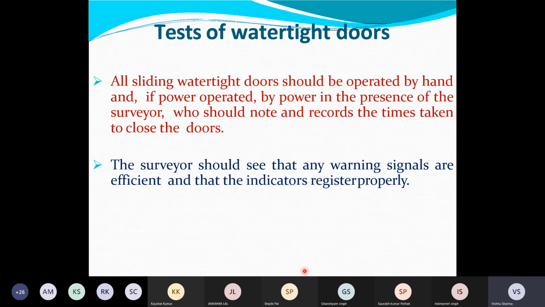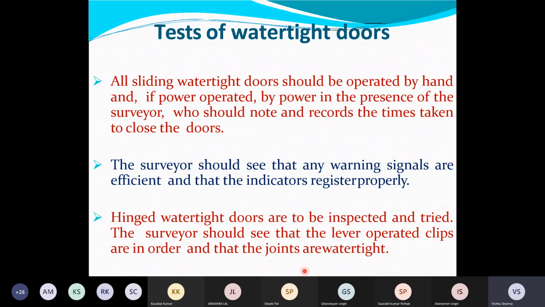The surveyor should see that any warning signals are efficient and the indicators register properly. That means you have the indicator whether the door is closed or open, on the bridge, at the SCC and at the local location. Plus warning signs are the audible and the visual signals. Where are the visual signals required? Visual signals are required in spaces where the noise level exceeds 85 decibels, if you remember, guys. Hinged watertight door is to be inspected and tried. The surveyor should see that the lever operated clips are in order and the joints are watertight.